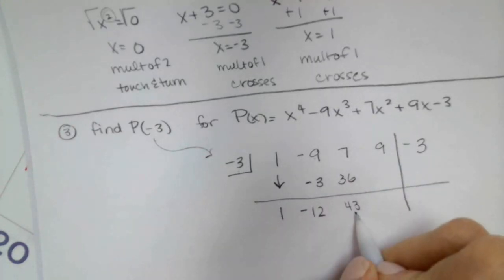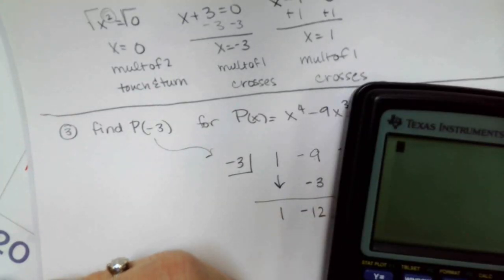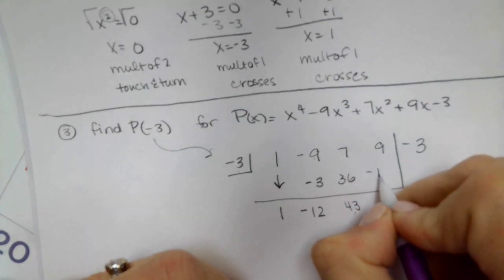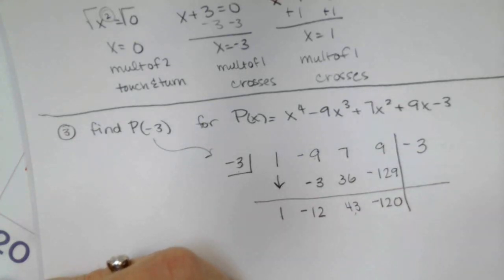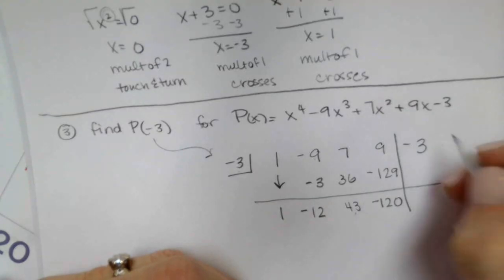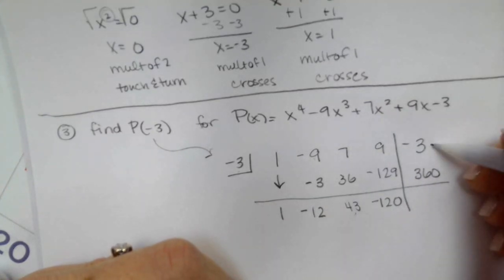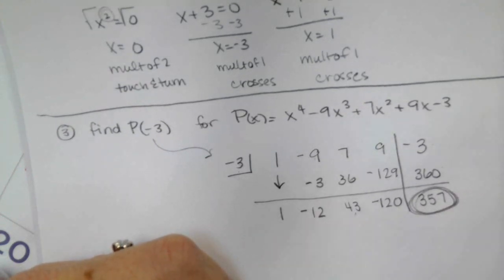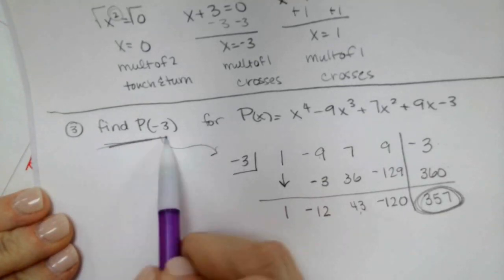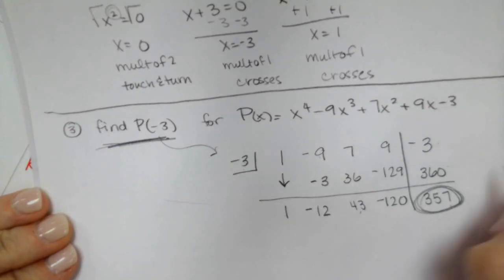-3 times 43, I'm going to use the calculator because my brain is in 2 different places. So we've got 3 times 43 is 129. 9 minus 129 is -120. -3 times -120 is going to be 360. -3 and 360 is 357. So this is the answer because it said find p of -3. So this is what we are looking for in this one. This is using that remainder theorem.